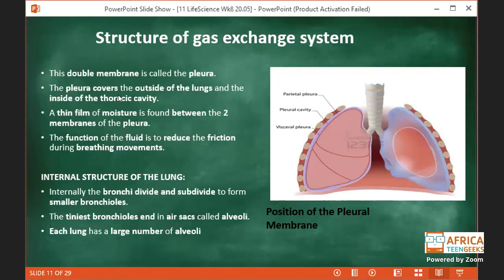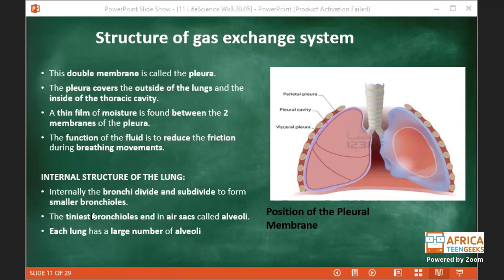The pleura covers the outside of the lung, and it is indicated by this purple color around the pink lung on this picture. Then we have a thin film of moisture found between the 2 membranes of the pleura. The function of the fluid is to reduce friction during breathing movements, and we also said that this fluid prevents our lungs from collapsing, if you remember from the second lesson of gaseous exchange.